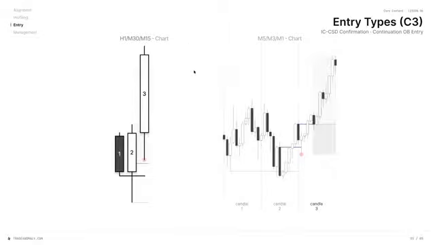So really there's pros and cons for positional entries versus intra-candle change of state delivery. For positional entries, you have less confirmation, but you're typically going to get in more often.